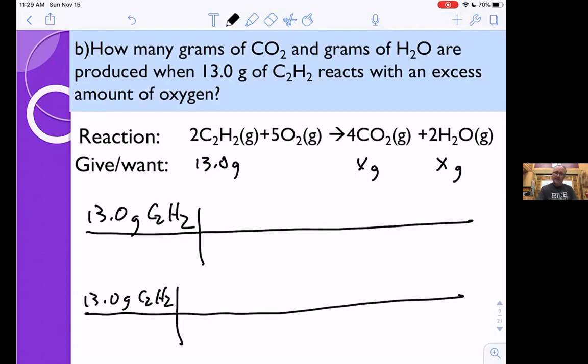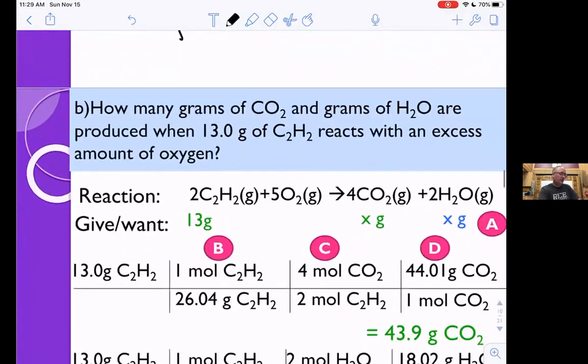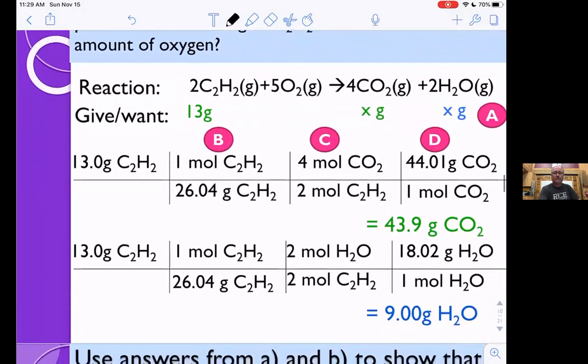So assuming you guys did this, I'm going to scroll up and just show you the work. But yes, you would need the molar mass of C2H2, which we previously calculated on the other problem. And then you would need the molar mass of CO2 and the molar mass of water to solve the other two problems. So they would look like these two here.